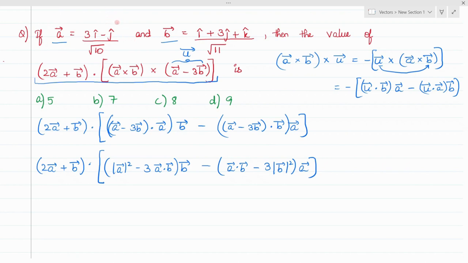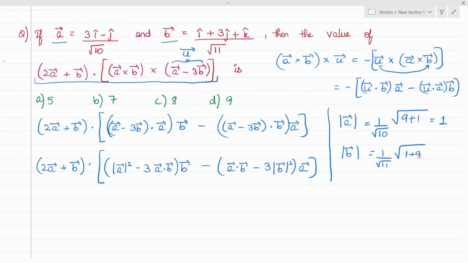From here, we can calculate the magnitude of A, which becomes 1 by root 10, it becomes common. 3 square 9 plus 1, root 10, that is 1. Magnitude of B is 1 by root 11, it is common. Upper it becomes 1 plus 9 plus 1, that is 1.